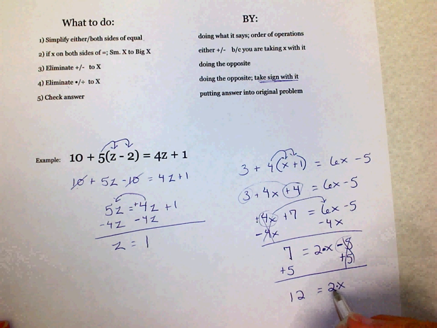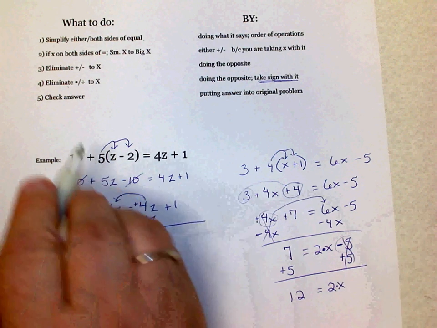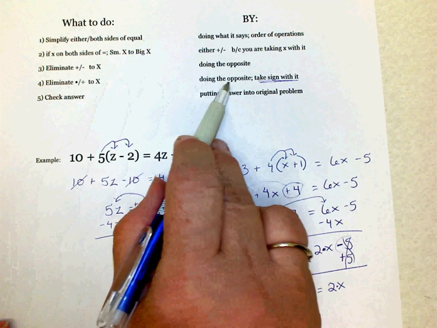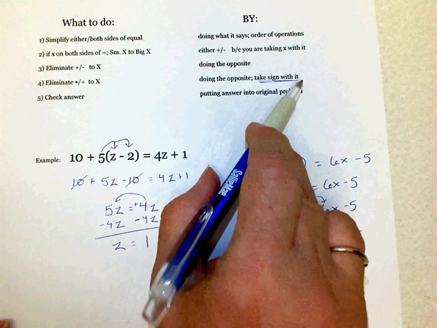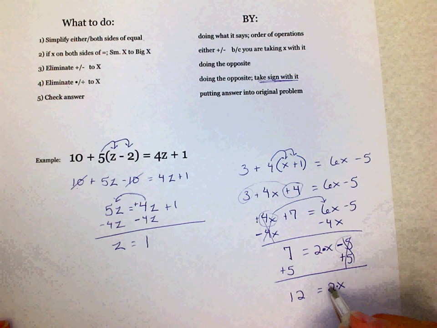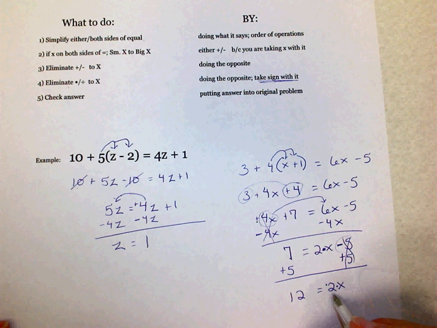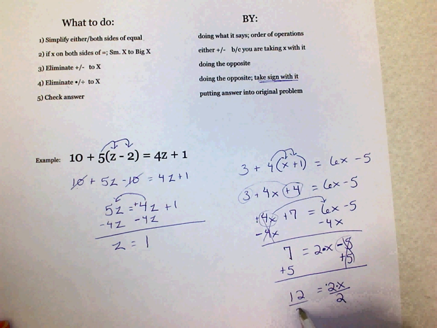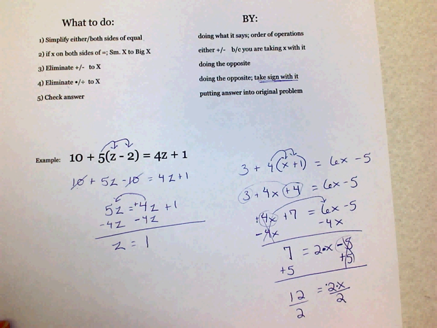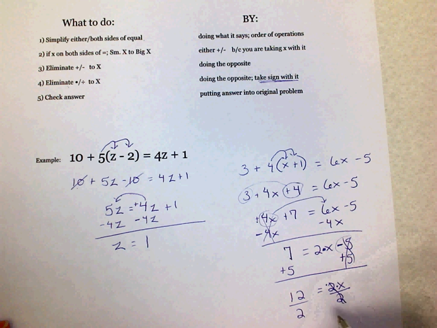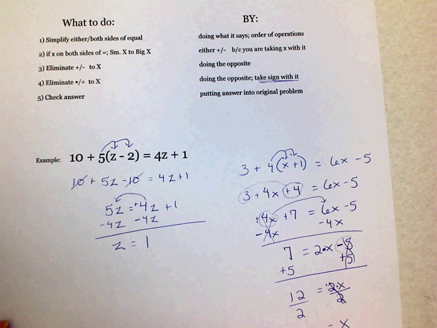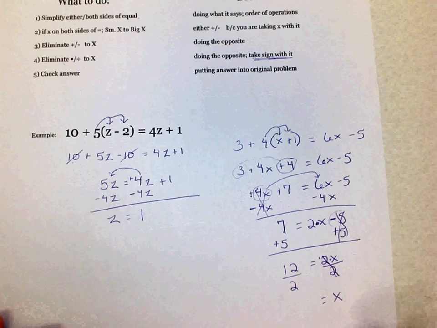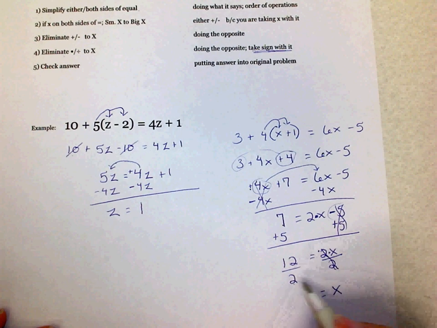Now 2 times x, eliminate whatever's multiplied or divided to the x by doing the opposite. Take the sign with it. Well, this happens to be a positive, and so if I just divide by 2, I have divided by a positive 2. And 2 divided by 2 goes away, leaving just 1x or x. Okay? And then 12 divided by 2 leaves us 6.